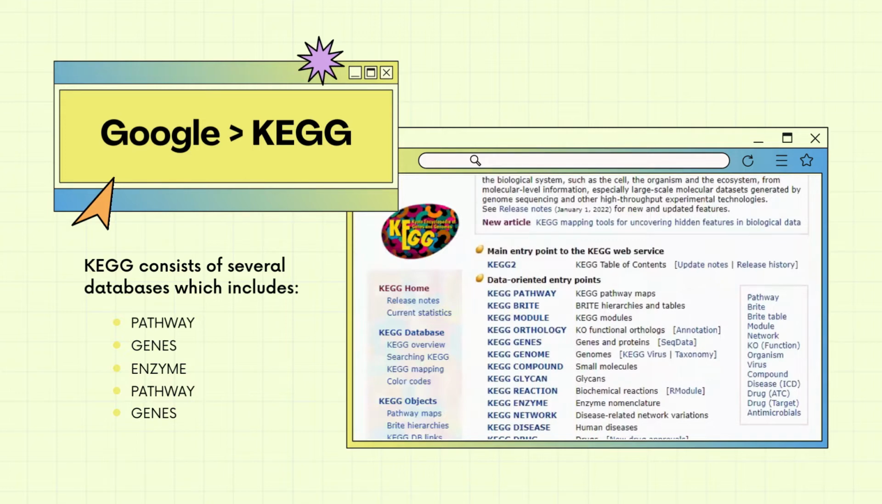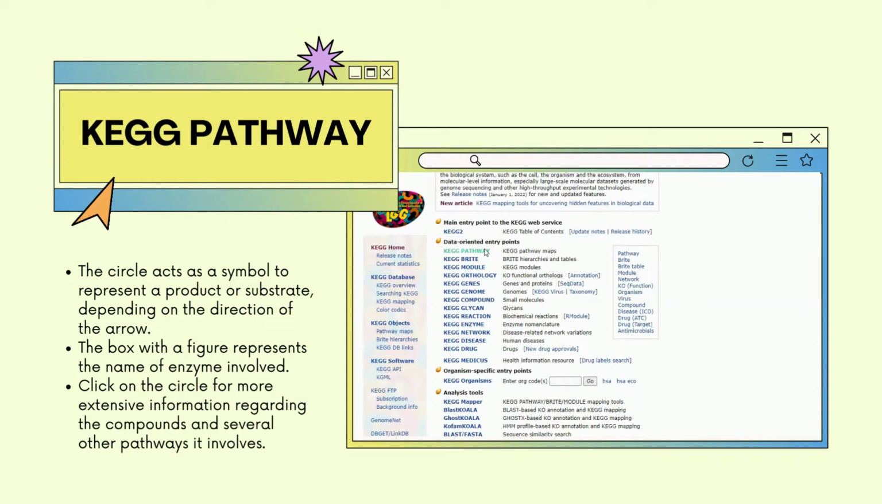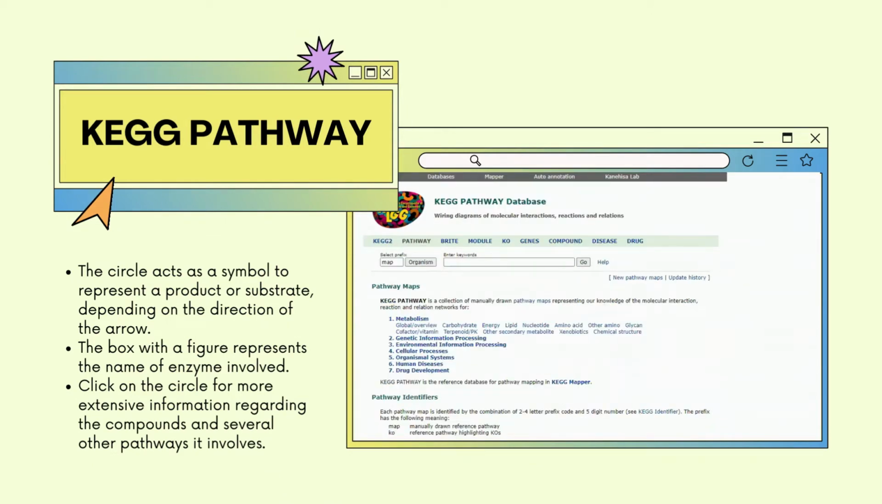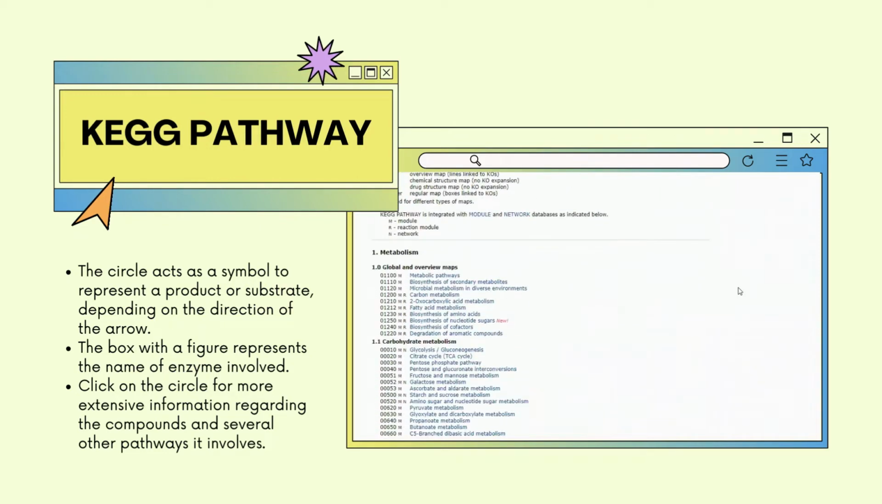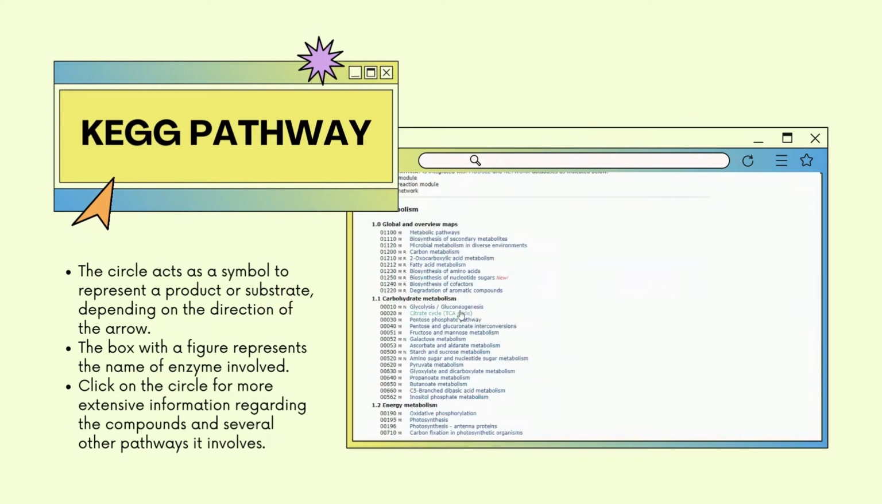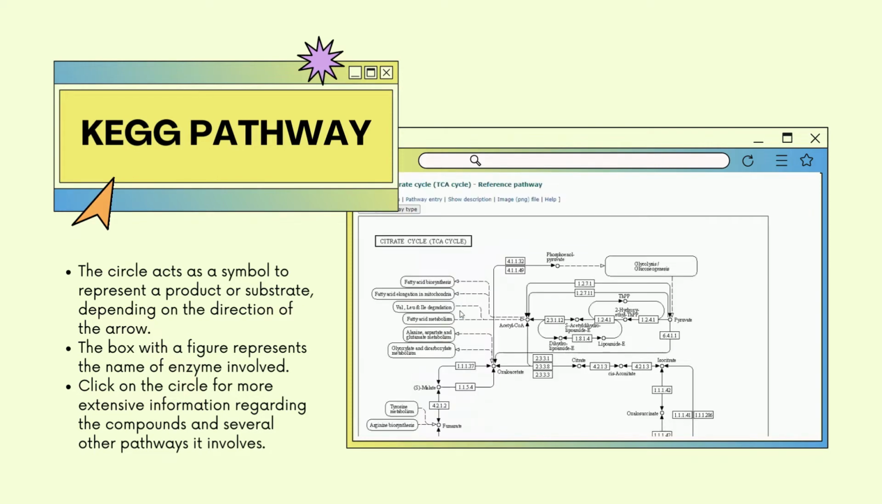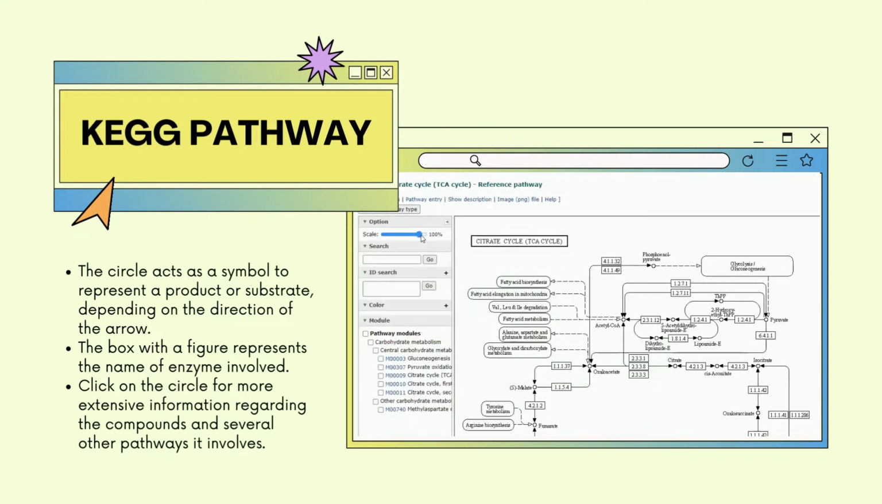However, in this video, we will be covering only two databases, which are the KEGG pathway and KEGG genes. As for the KEGG pathway, click on KEGG pathway. In this page, there are several molecular interaction, reaction, and relation networks that we can choose. Then click on citrate cycle under carbohydrate metabolism. Here, you would see the overall pathway of the citrate cycle.